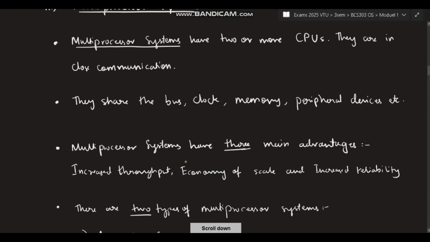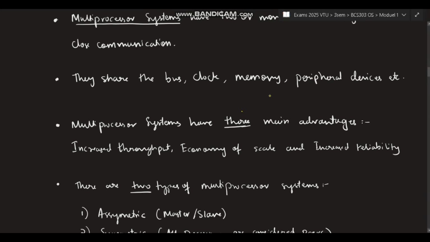Different CPUs. The multiprocessor system has three main advantages. Increased throughput means the output will be more. If there are more CPUs, we get more output. Economy of scale: to scale them, it's easier and cheaper. Increased reliability: there will be more reliability if there are more CPUs, so failure chances will be less.